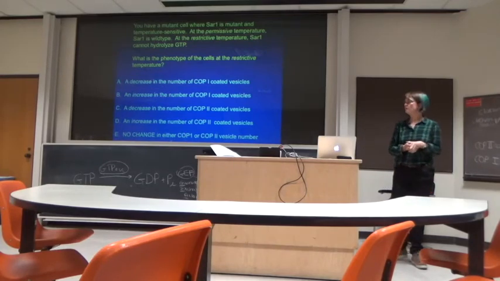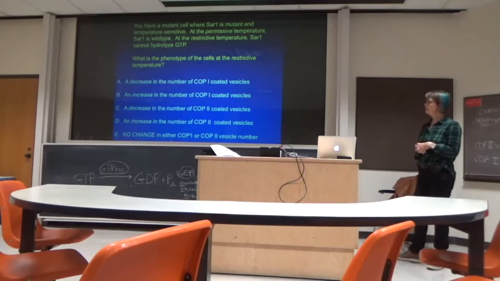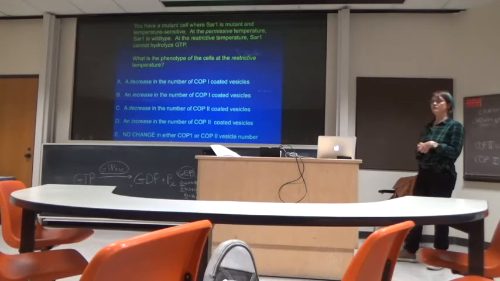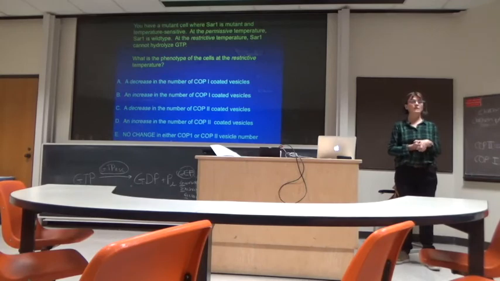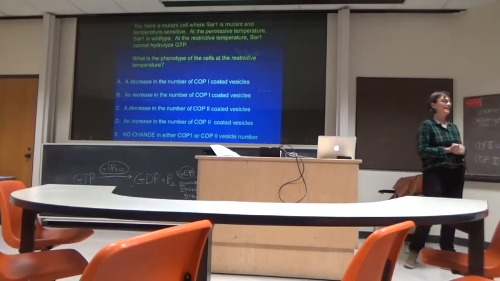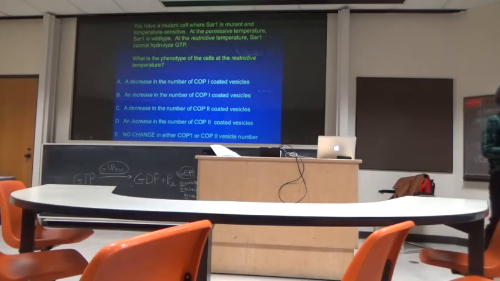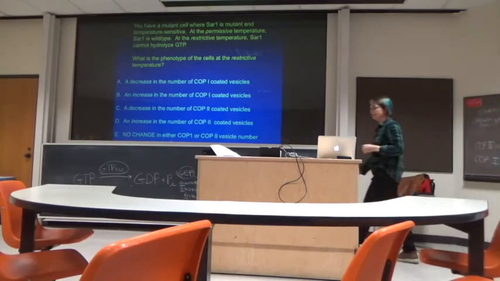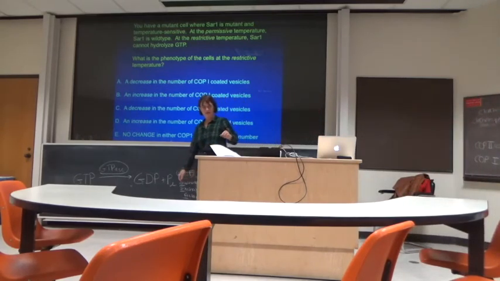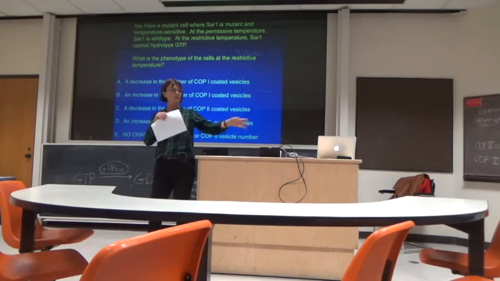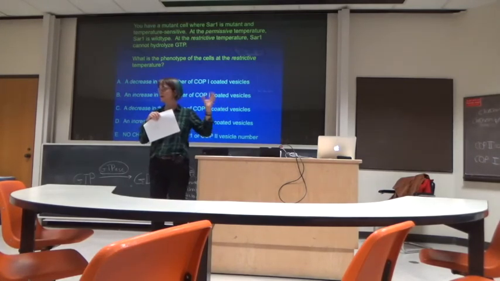So can someone who switched their answer from C, maybe initially thinking a decrease in COP2 coated vesicles, but realized the answer was D, that the phenotype would be an increase in the COP2 coated vesicles, volunteer what they were thinking in choosing D? Go ahead. If they can't hydrolyze GTP, then it's going to always be in the active state. Right, it's always going to be in the active state. Perfect thinking. And then it's always going to be forming coats.